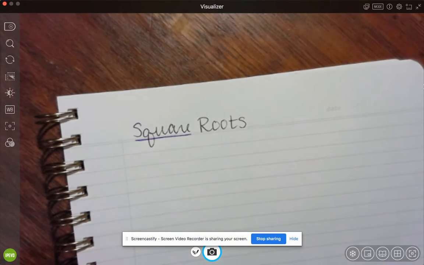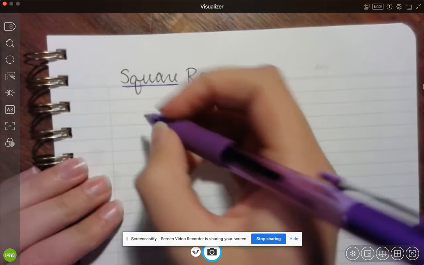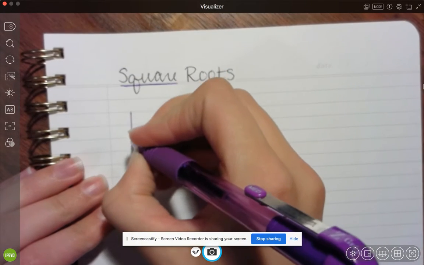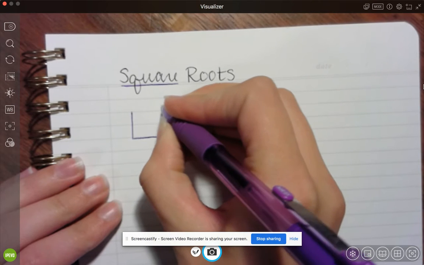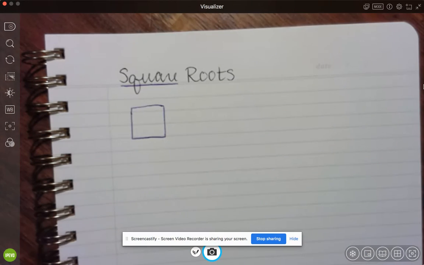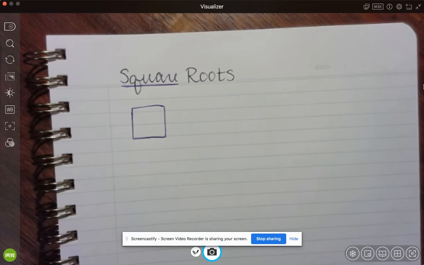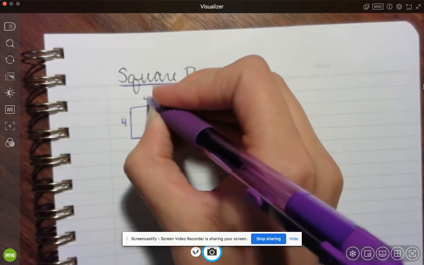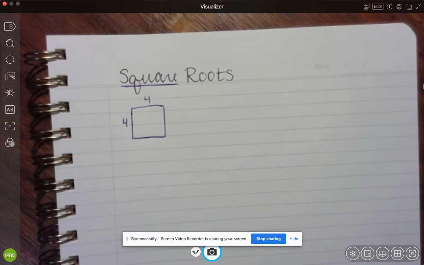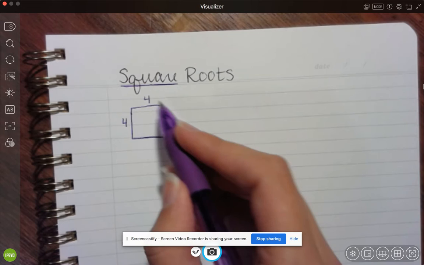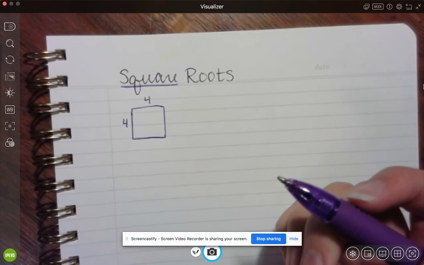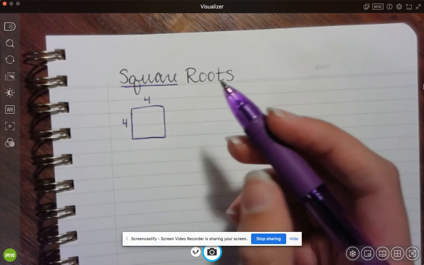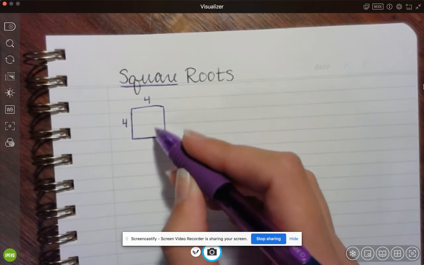All right, so let's think about a square. I have a beautiful, perfect square. Okay, I'd say that's pretty darn close. And let's say my side lengths are 4 and 4, right? Every side of a square is equal to each other, so every side of the square has a length of 4. What is the area of my square?